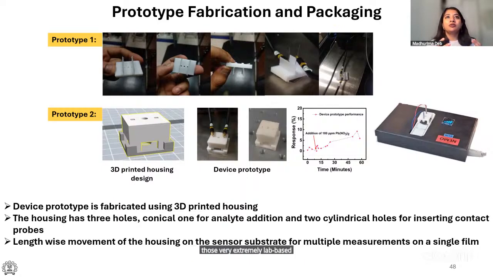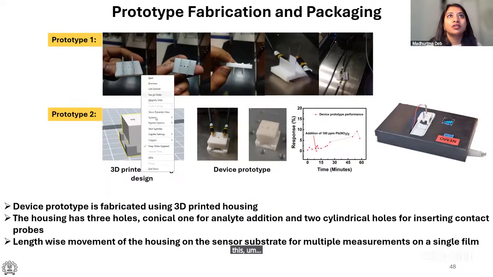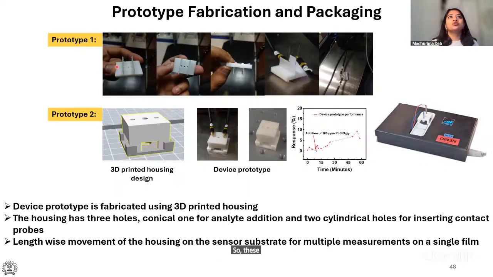So we produced this 3D printed housing. I went through three iterations. The first one, as you can see, is the very basic one, where I used this, I'll show with a pointer. So these were to support the two electrodes, and the three holes were there. One hole was for analyte addition, and the two other holes were for connecting the two probes.